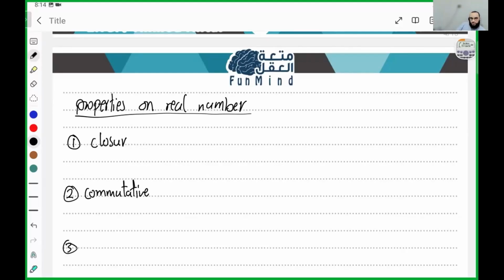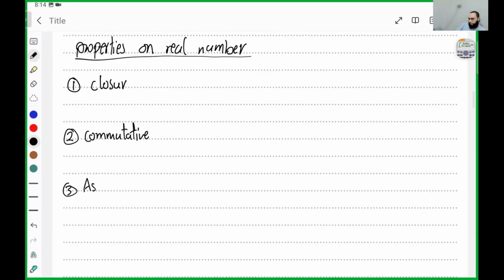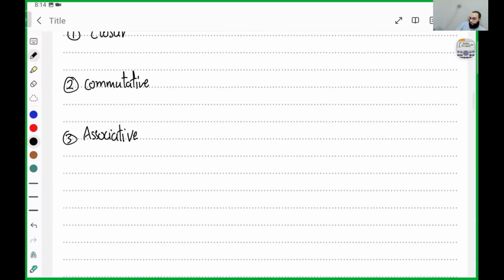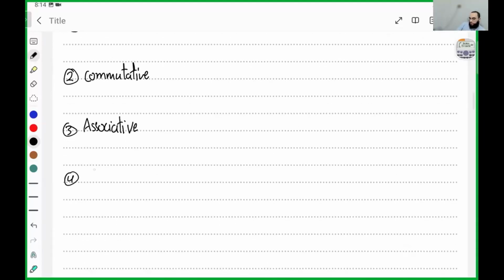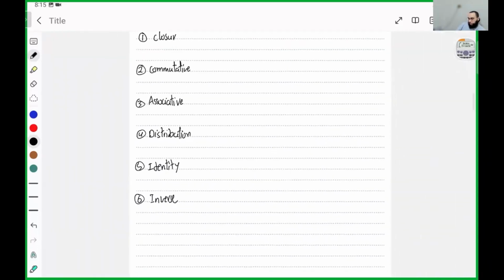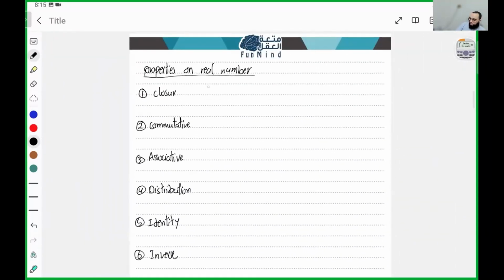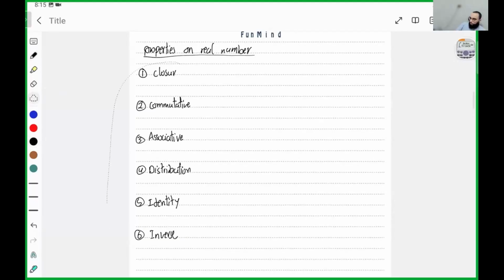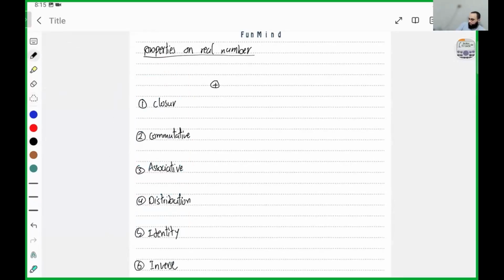Something like the first property is the closure, the second property is the commutative property, and the third one is the associative property. The fourth one is the distribution one. The fifth is the identity property, and the sixth is the inverse property. So all of these properties, we will study them on addition and subtraction firstly, then multiplication and division.